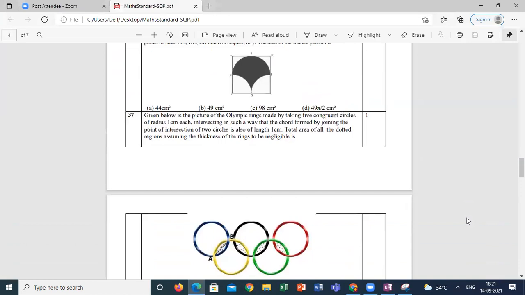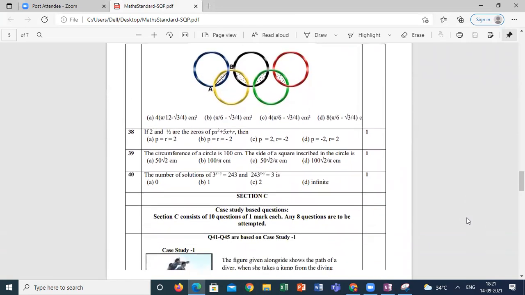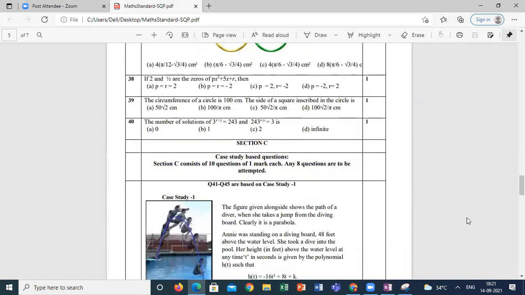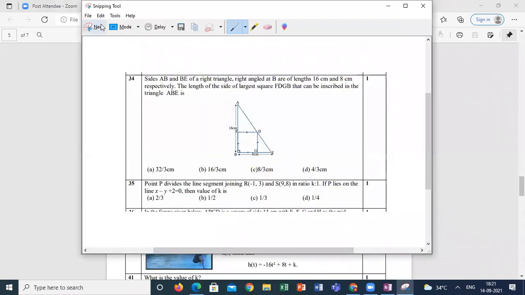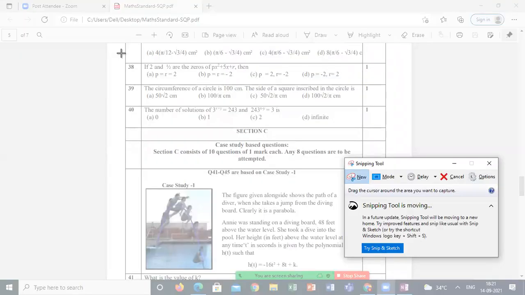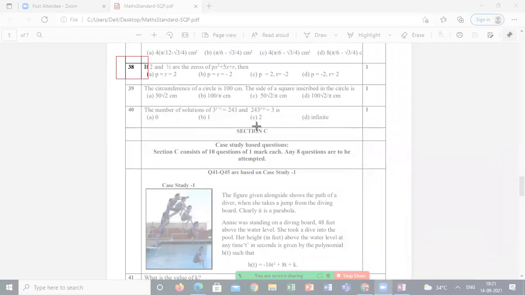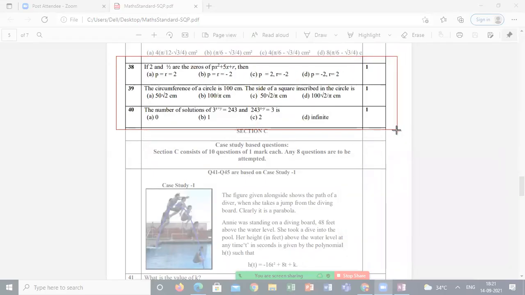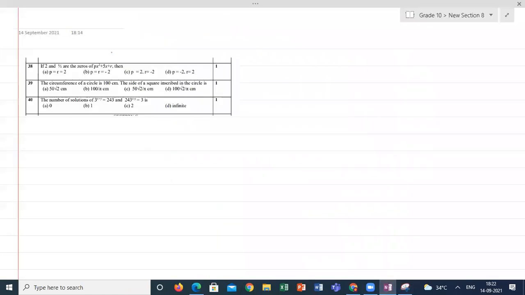So this is the area related to circles, which we have not covered. Just hold it. The 37th question is also related to areas of circles. The 38th is a little bit related to zeros of polynomials, not quadratic equations. Out of these two questions, 39 is the area related to circles. We will hold that question and do the rest of the two next.